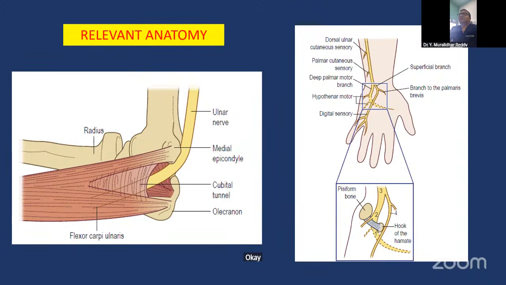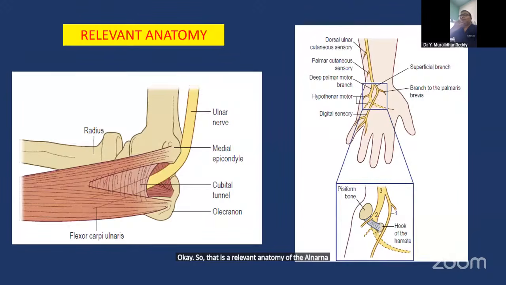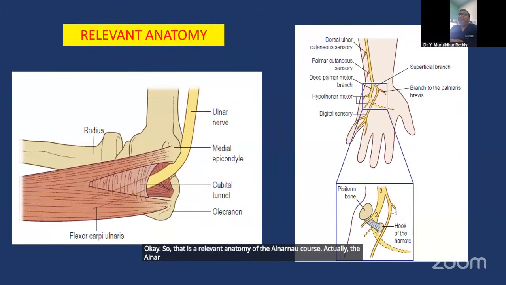Okay, so that is the relevant anatomy of the ulnar nerve course. The ulnar nerve is most commonly affected at the level of the elbow and also at the level of the wrist. I have put up two pictures which are very well known in the standard textbooks. The one is at the level of the elbow.